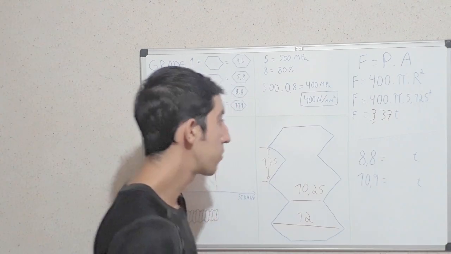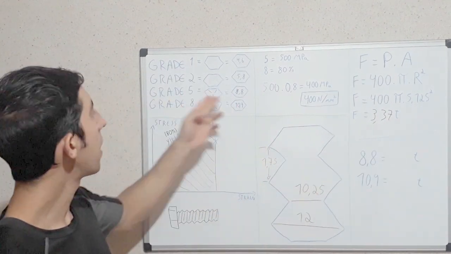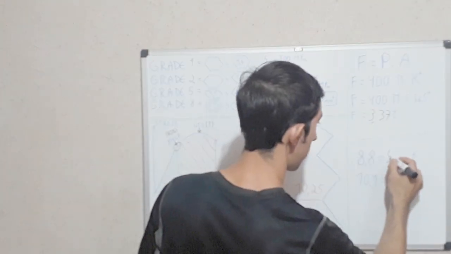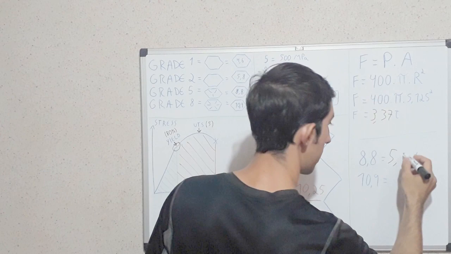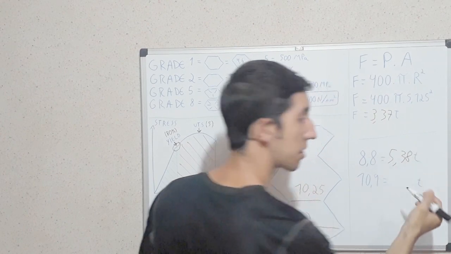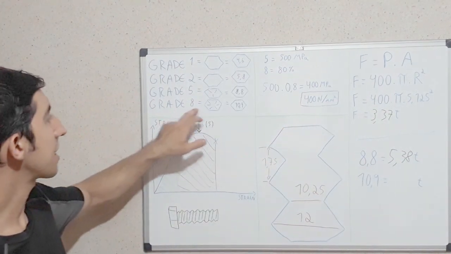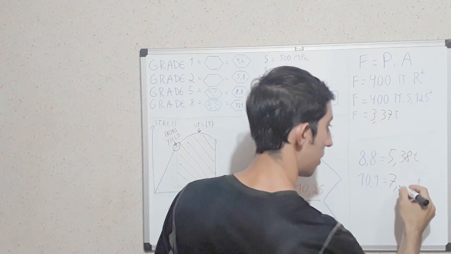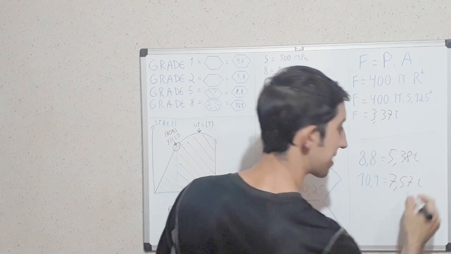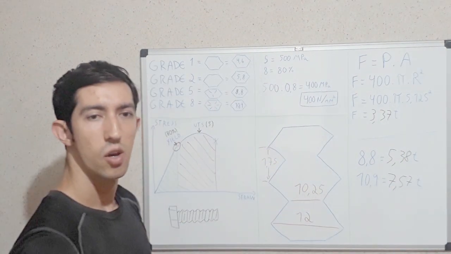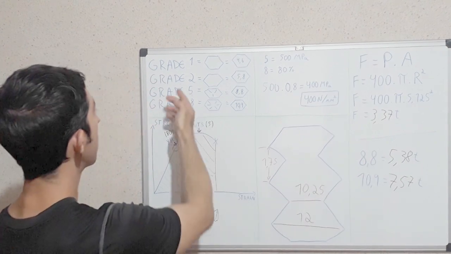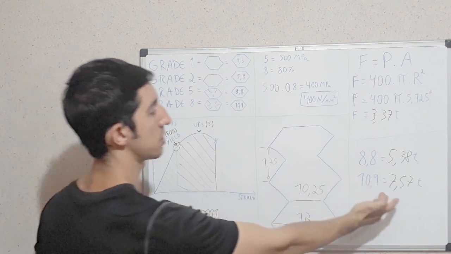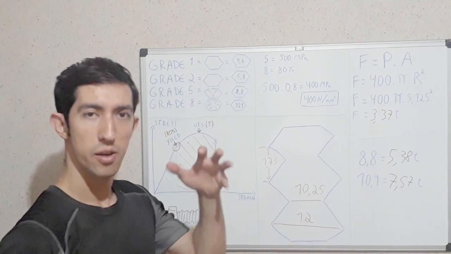If you do the math for this grade 5, 8.8 bolt, the result is 5.38 tons. For this grade 8, 10.9 bolt, the result is 7.57 tons. But wait a minute, why don't they just get rid of these weaker bolts and produce only these stronger bolts that can handle so much more force?